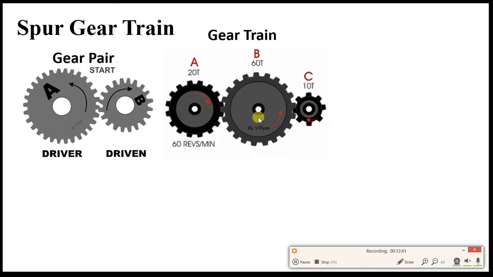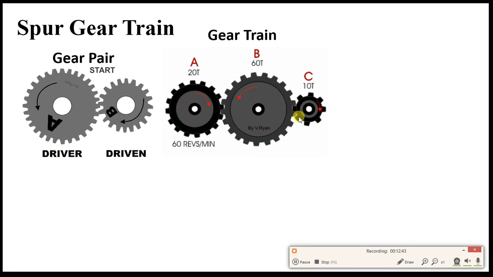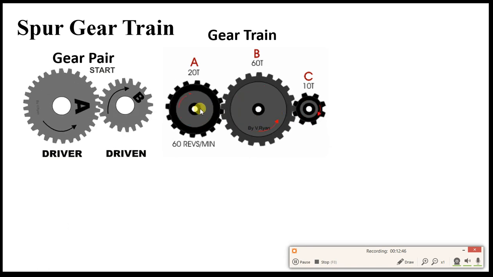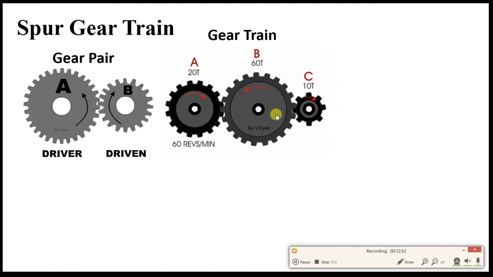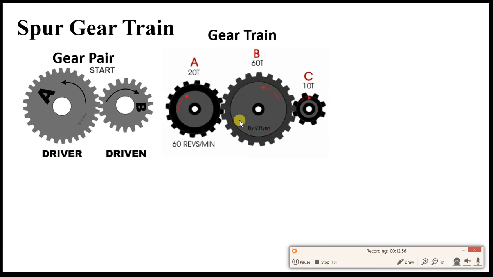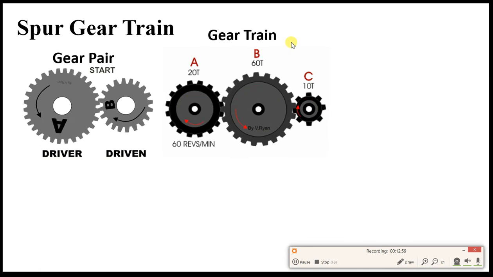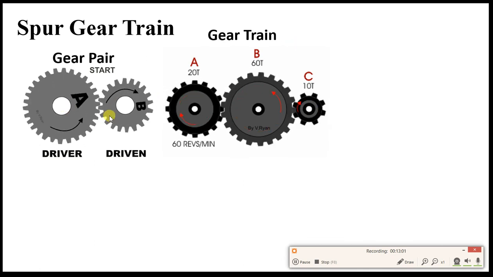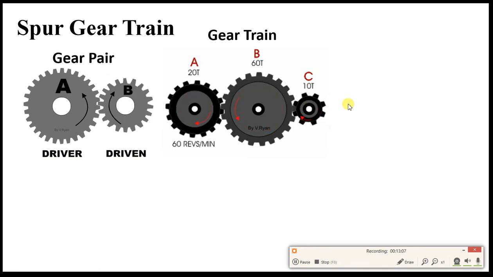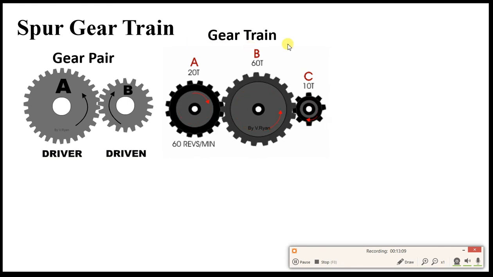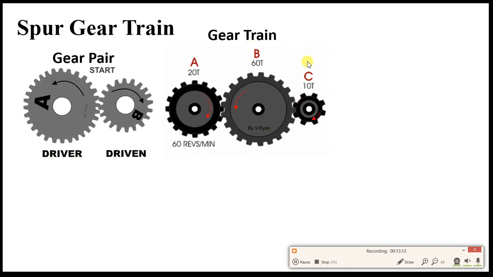Now here three gears are there. One gear rotates in the clockwise direction, another gear will rotate in the anti-clockwise direction, and gear C will rotate in the clockwise direction. When there are more than two gears in combination, it is called a gear train. With only two gears, it is called a gear pair. If four gears or five gears are connected or meshed with each other, then it is called a gear train. So there should be more than two gears.